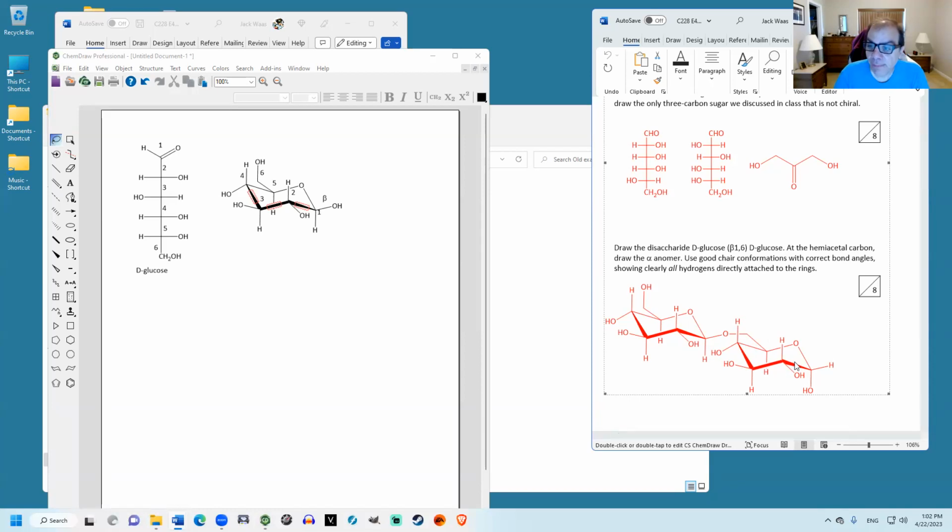Then it says, at the hemiacetal carbon, draw the alpha anomer. So the alpha anomer has the OH pointing down on the hemiacetal carbon. So that's what that disaccharide looks like. We have a beta 1,6 linkage over here.